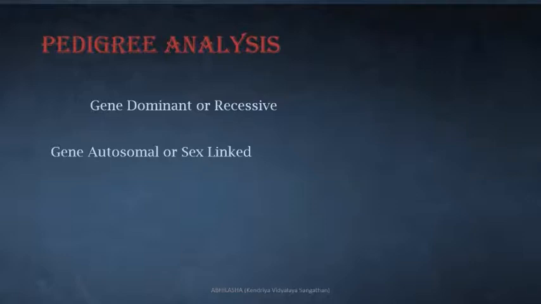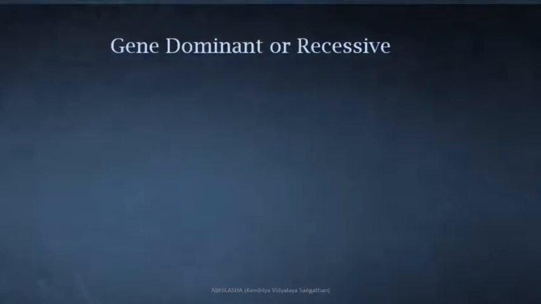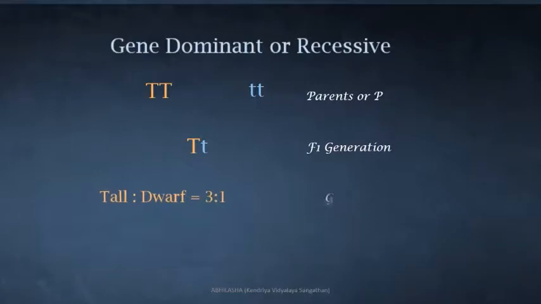Now let's see what clues will tell you whether a gene is dominant or recessive. Do you recall Mendel's first law, the law of dominance, when you crossed a capital TT with a small t and then you got a heterozygous capital T small t. So in F1, all progeny showed only the tall character, which was the dominant trait. The recessive trait was not visible. But then again in F2, the progeny showed dominant and recessive in the ratio 3:1.